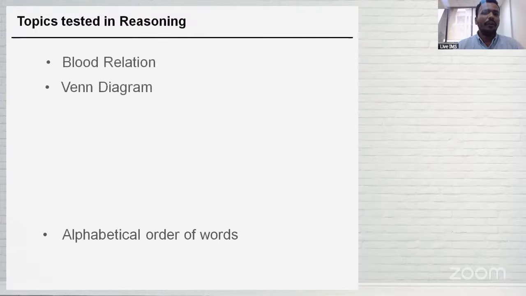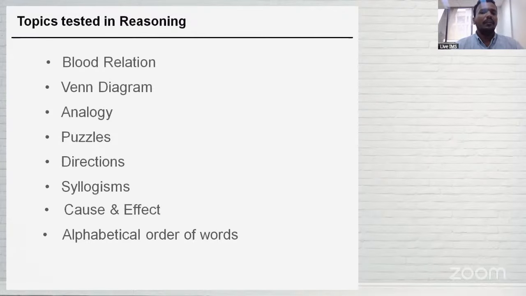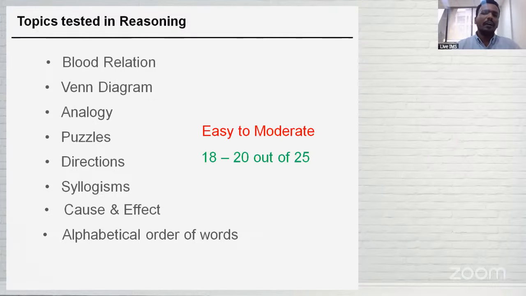Let us talk about the topics tested in reasoning. A few of the topics asked were action-based questions, syllogism, cause and effect, and alphabetical order of the words. Again, the level of this section was easy to moderate. So 18 to 20 questions out of 25 can be attempted very easily, and many of the students attempted a minimum of 20 questions out of 25.